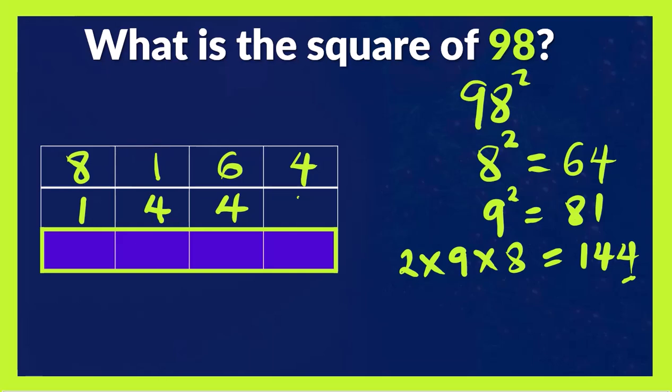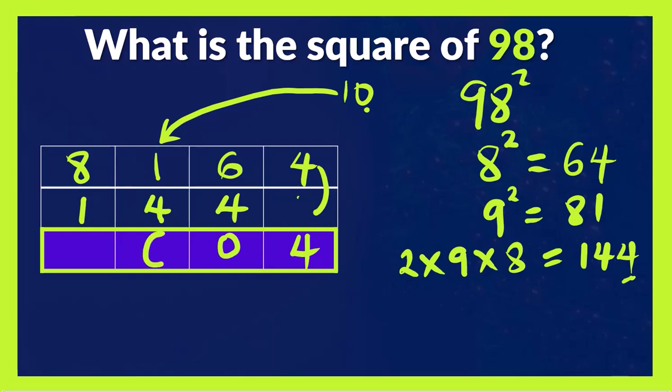So, finally, what we need to do now is to add all the numbers together. 4 plus empty, that is 4 plus 0, that will give us 4. Then 6 plus 4, that will give us 10. So we're going to write down the 0 and transfer this 1 to the next stage of addition. So 1 plus 1 plus 4, that will give us 6. Great. And the last, we have 8 plus 1, which will give us 9.